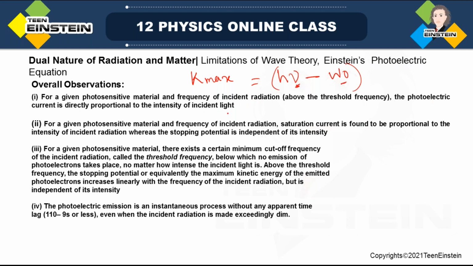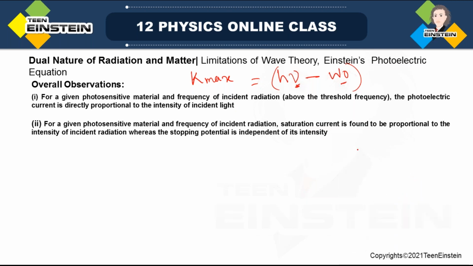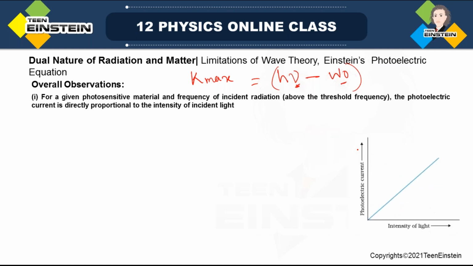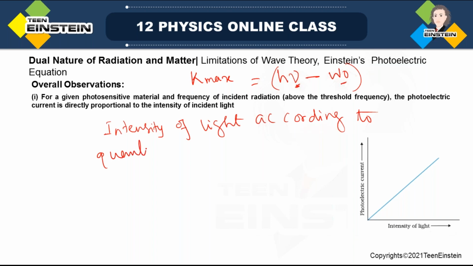The photoelectric current is directly proportional to the intensity of the incident radiation. So look, what does this mean? We have to understand, according to the quantum theory of radiation, what the intensity of light is.